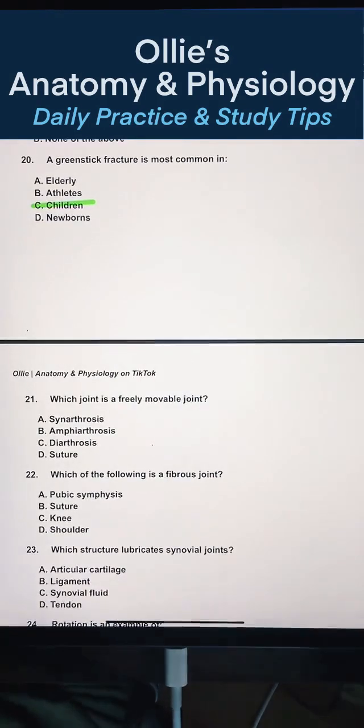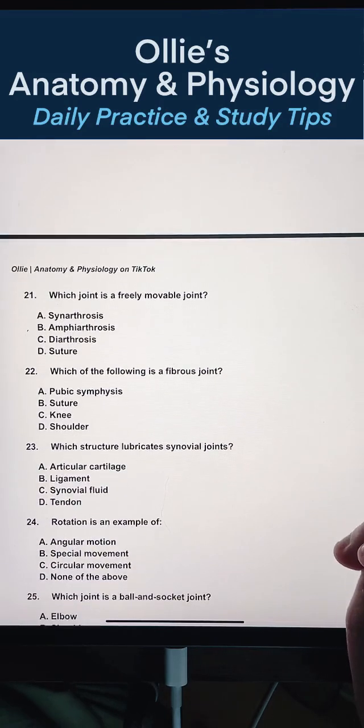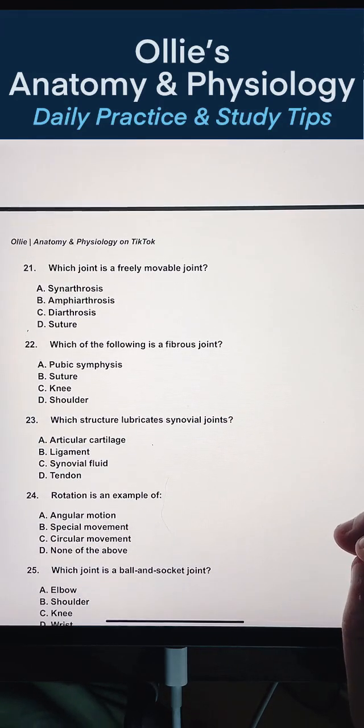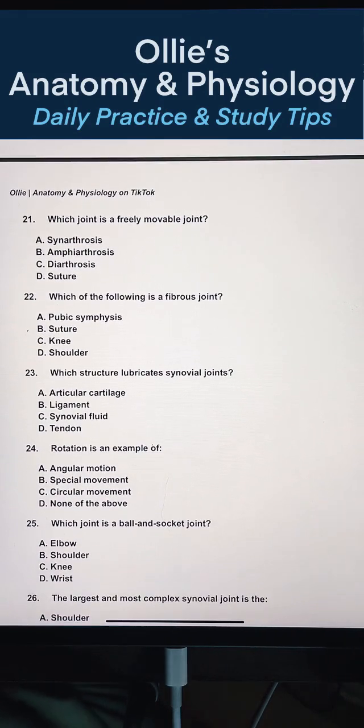Number 21, we're going to move on to some joint questions here. Number 21, which joint is a freely movable joint? A, B, C, or D?